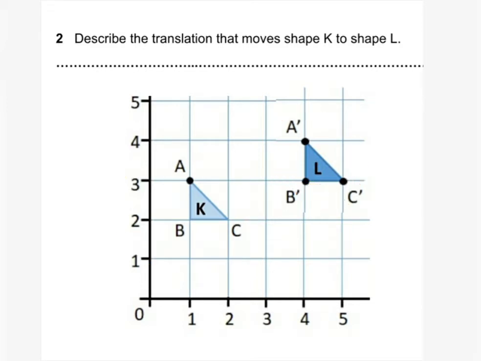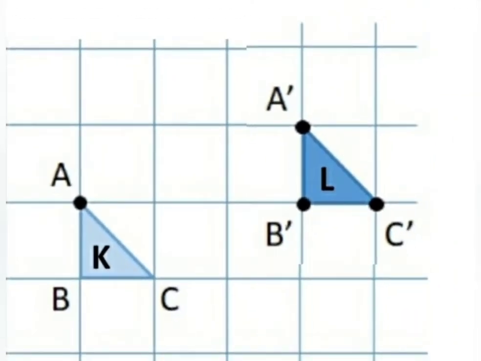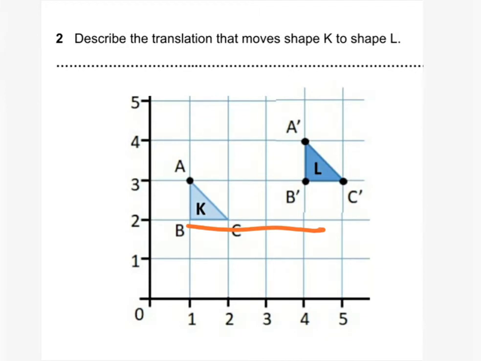Now, let's talk about the steps of describing translation. The first thing you do, you have to choose a point. If you start with A, you're going to end with A. If you start with B, end with B. Same idea. So choose the corresponding points on the two shapes.